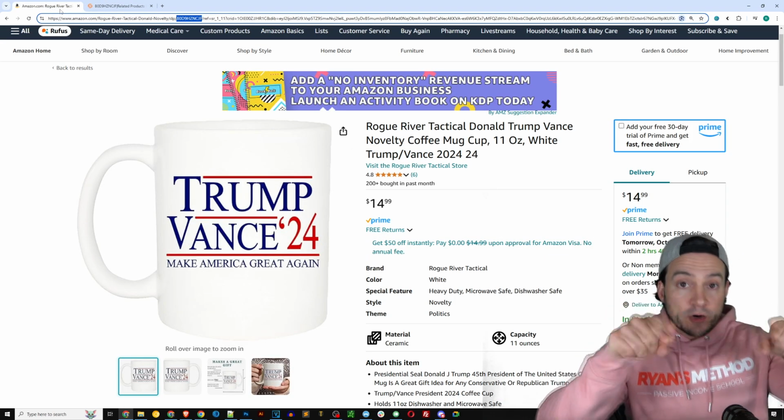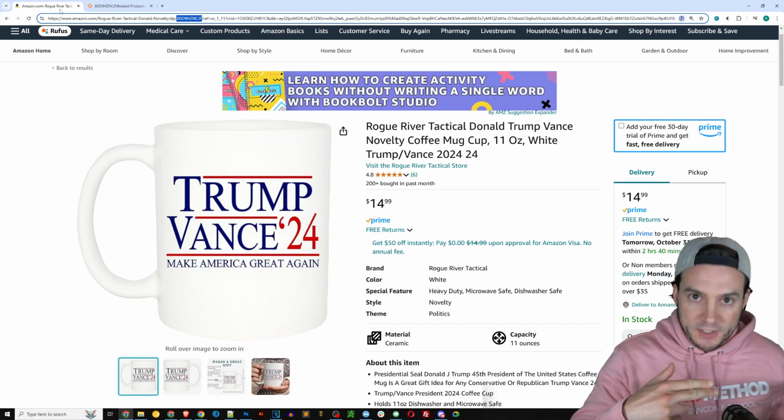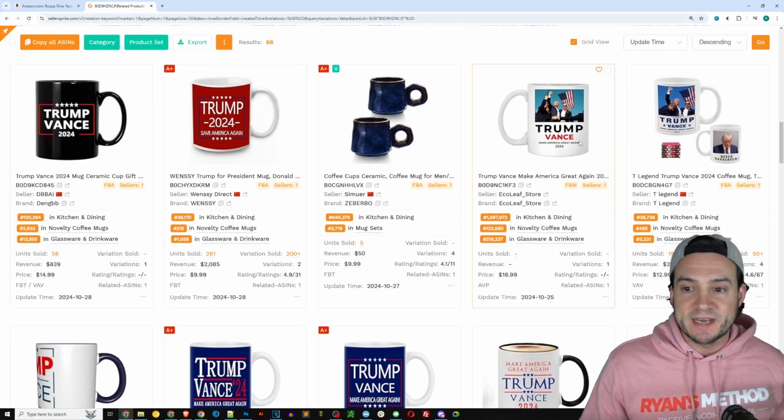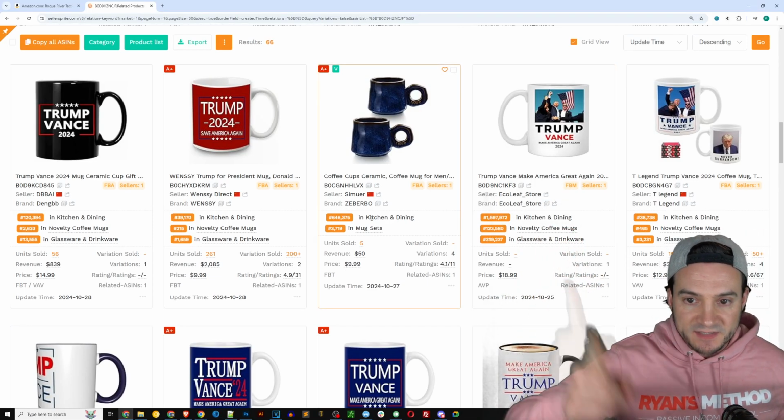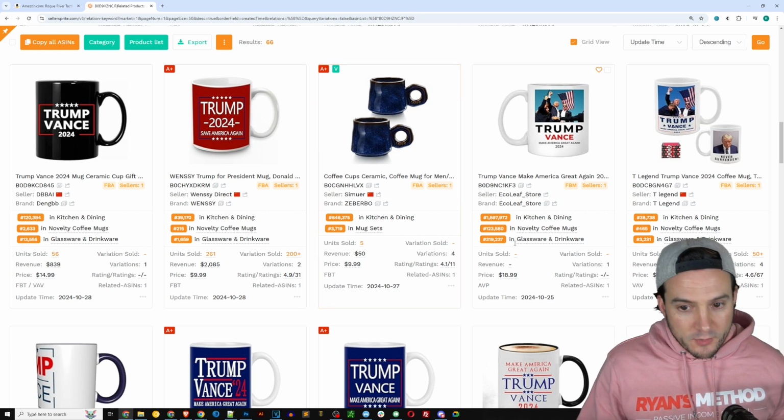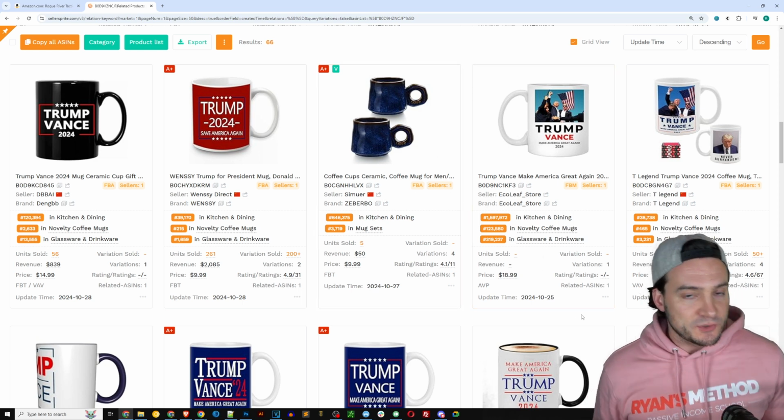Zooming back out, we started here because theoretically we already had a winner. We plugged the ASIN into Seller Sprite. Now we're looking at related products. What do you know? You've got the shooting-inspired mug. It says Trump Fans Make America Great Again. It's got the photo. Now, you probably don't have the rights to use that photo. I don't really know.